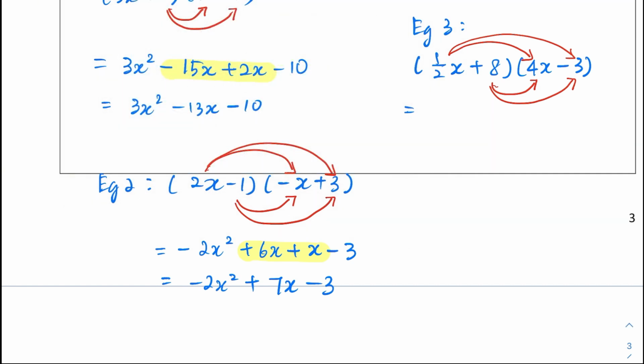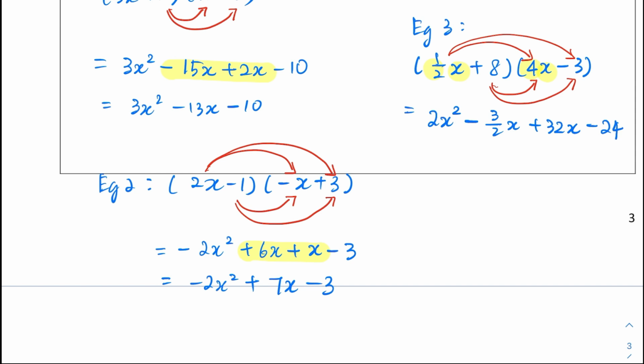Half x times 4x would give me 2x squared. How I get 2x squared? Because I have half times 4, which will give me 2, and x times x, which would give me x squared. Alright, next I would have half x times -3, which would give me -3 over 2x. Next, I have 8 times of 4x, which will give me 32x. And finally, I would have 8 times of -3, which would give me -24.